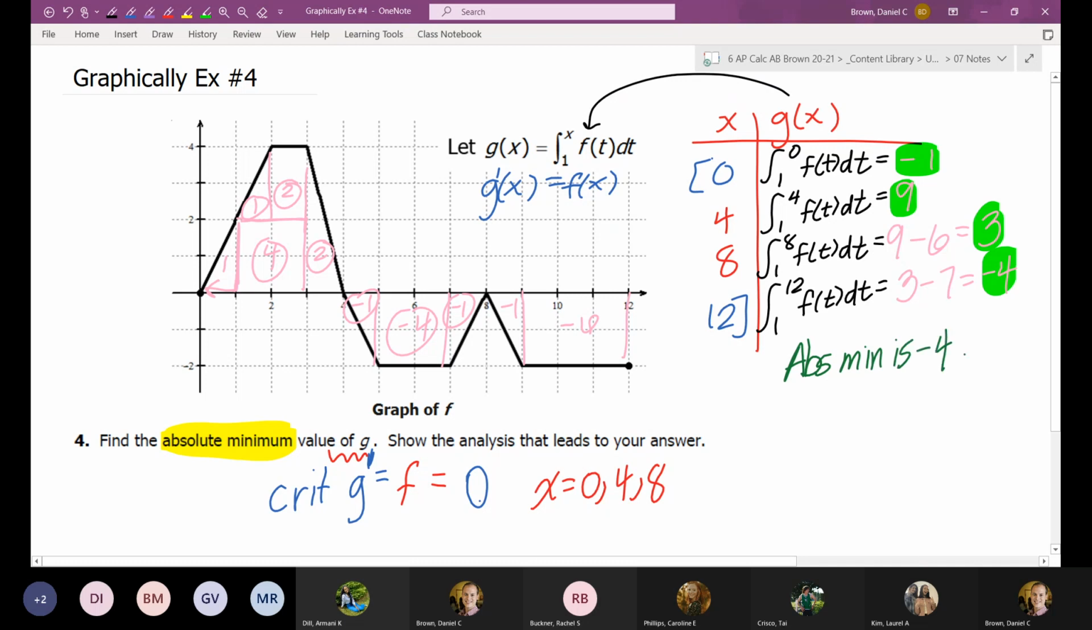Did you say it's at? You could add there, it is at x is equal to 12. Do be careful, it does say find the absolute minimum, so it is looking for the y value.